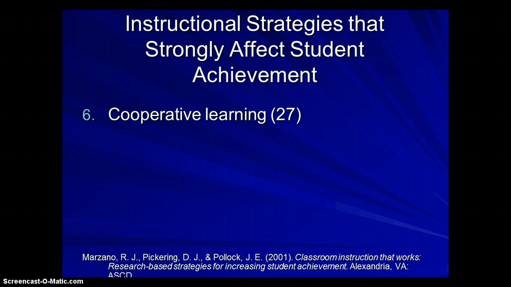And cooperative learning is not just group work. It's not putting 2 people or 4 people together and saying, do it. Cooperative learning is when you set up a situation where everybody in the group has a role to play, and their score, their achievement, their success is dependent on everybody doing their part. And so it's very structured.